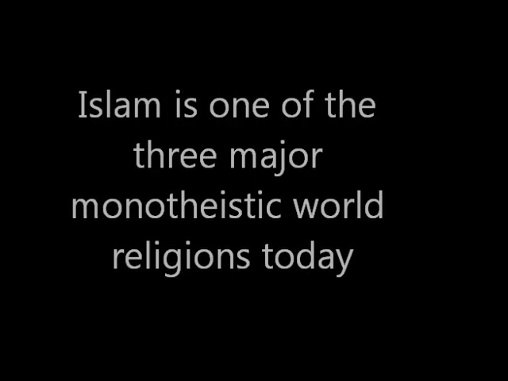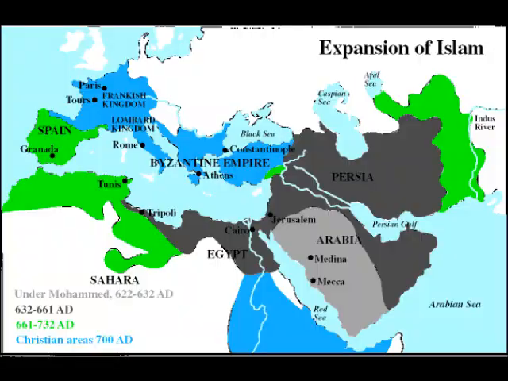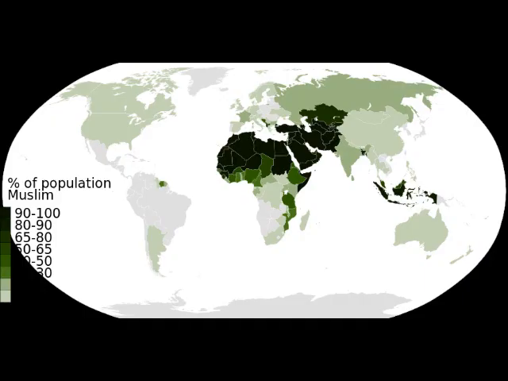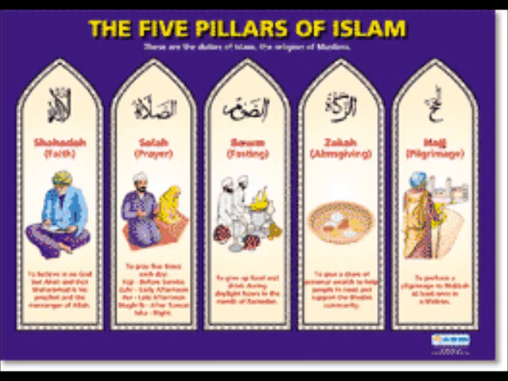To summarize today's lesson, Islam was established by the Prophet Muhammad around 612 AD, mashallah. It is monotheistic. Its followers are called Muslims, and the Islamic holy book is the Quran. Primary tenets of Islam include the 5 pillars of Islam, and it is the fastest growing religion in the world today.